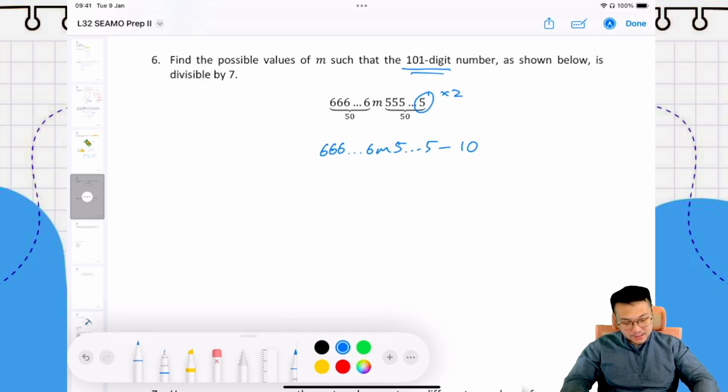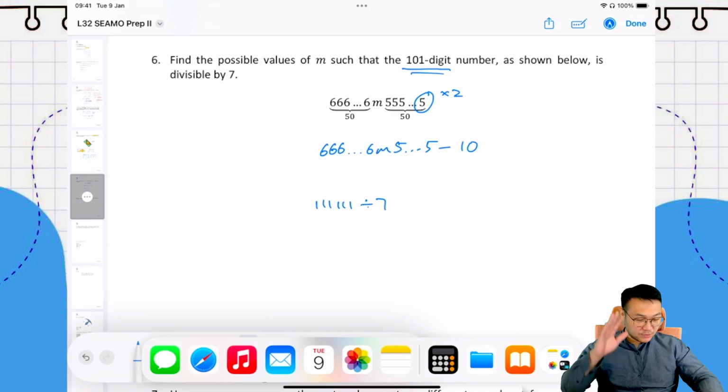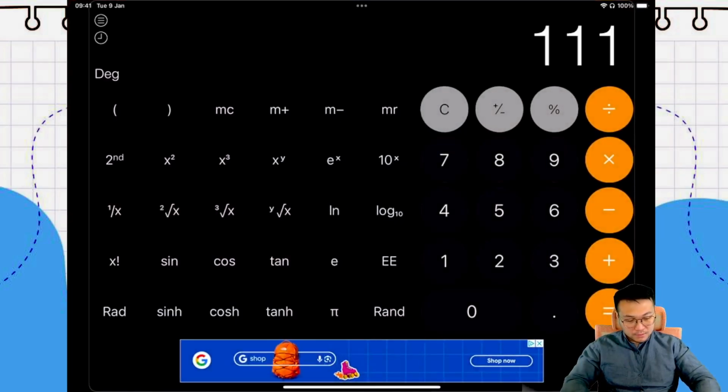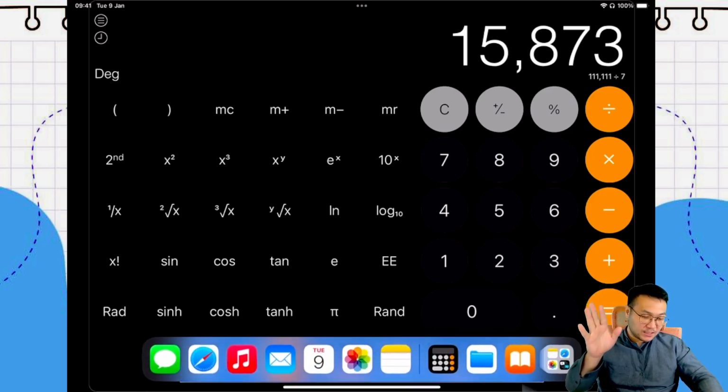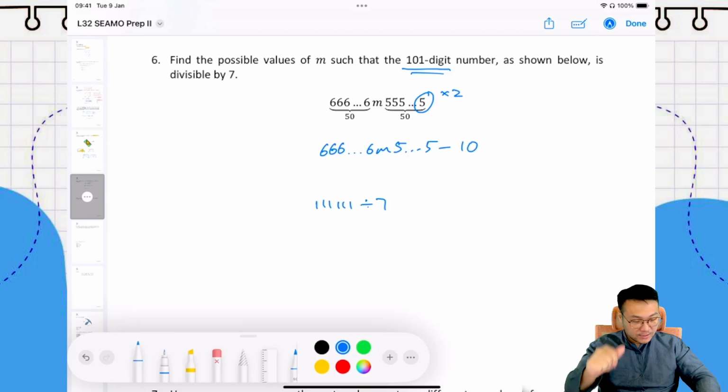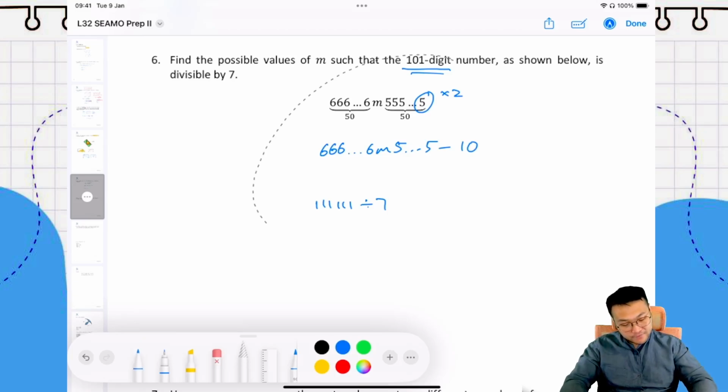Okay, so students, look at a group of 6 digits. Let's say 111,111. You just need to know that 111 is divisible by 7. There's no decimals. So if 111 can be divided by 7, that means 222, 333, 444, 555, 666, 777, any group of repeated 6 digits will then be divisible by 7.